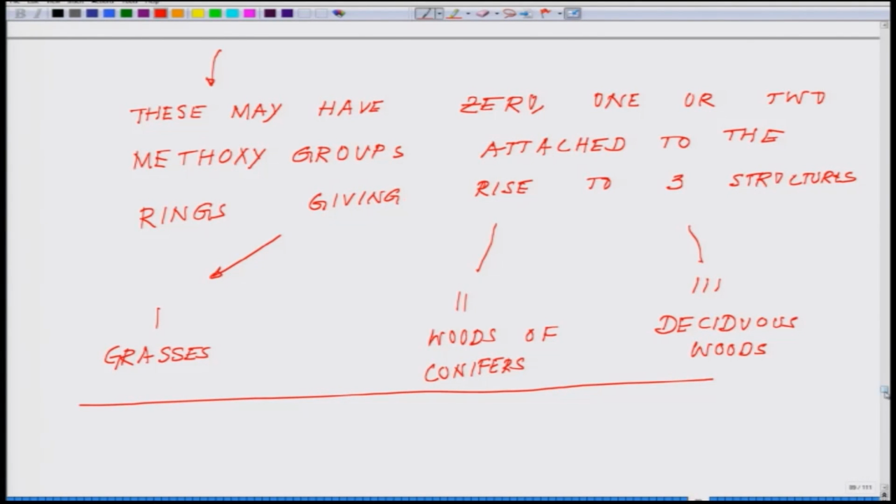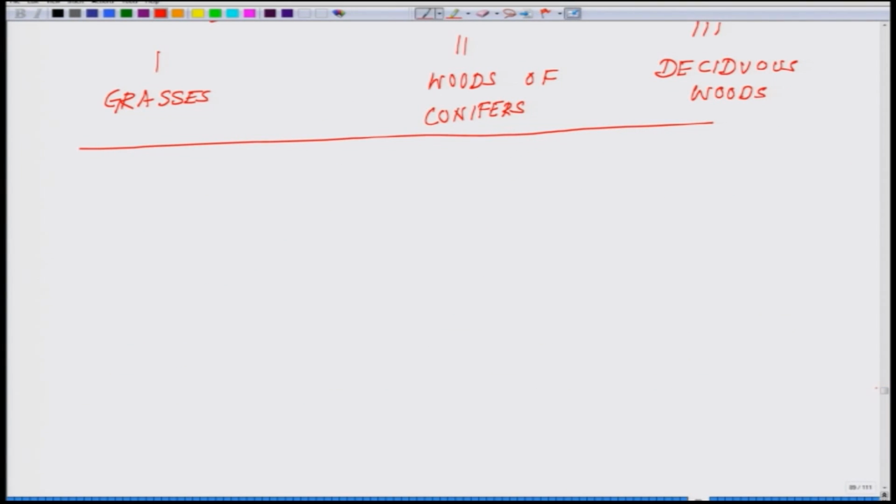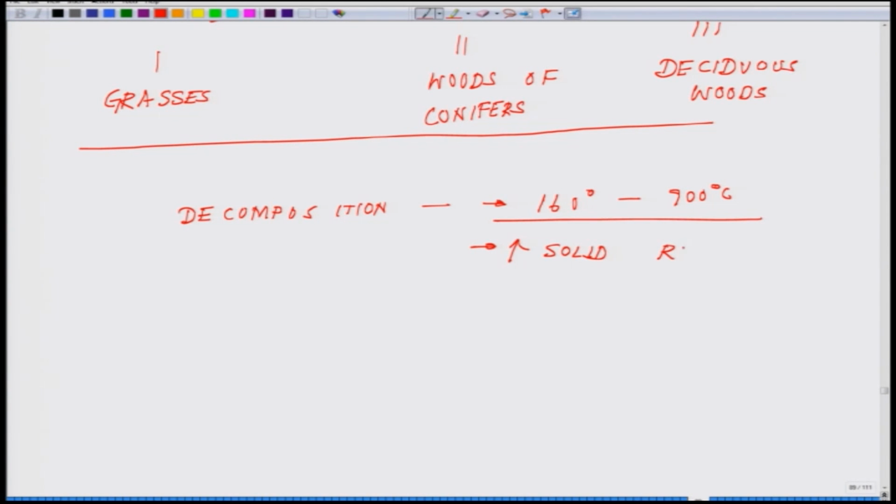And very interestingly, there is another aspect of lignin, which is the smallest of all of them. When you burn lignin, when you are burning the whole thing, its decomposition varies, and we will come in further detail on this one. It varies from 160 degrees to 900 degrees centigrade, and it generates a lot of solid residue, approximately 40% solid residue, especially during pyrolysis.